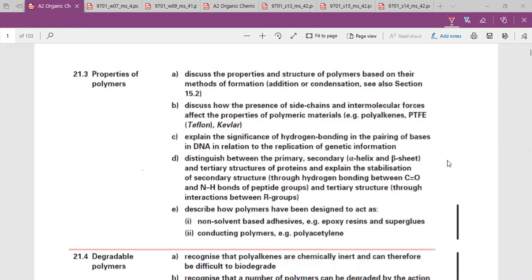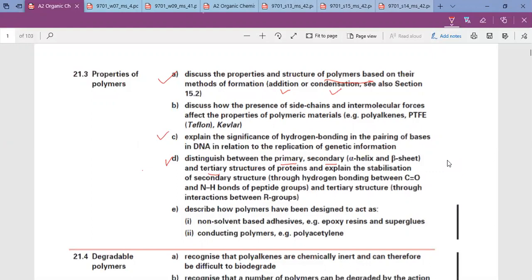Hi guys, today we're going to finish all the polymers. If you look at it here, we have finished the first part, which is the structure and properties of polymers. We've done addition, we've done condensation. We have also finished proteins: primary, secondary, tertiary, and even quaternary. So today I want to focus on part C here.